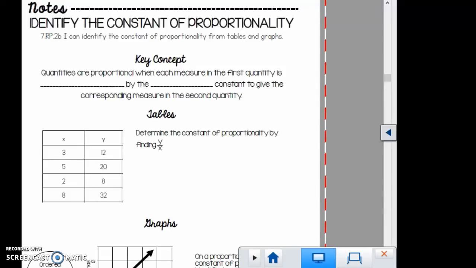Today we're talking about identifying the constant of proportionality. It's a fancy term for unit rate. We just want to know how much it's going up by every single time. Put your name at the top. Alex is here to help us.